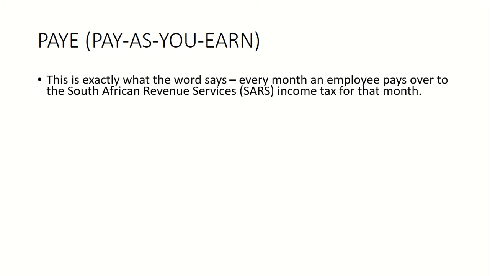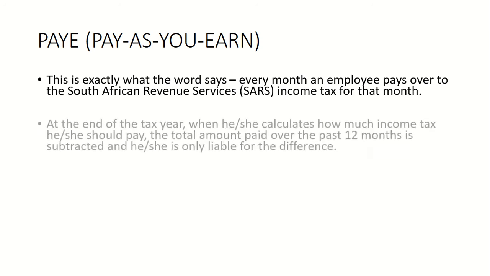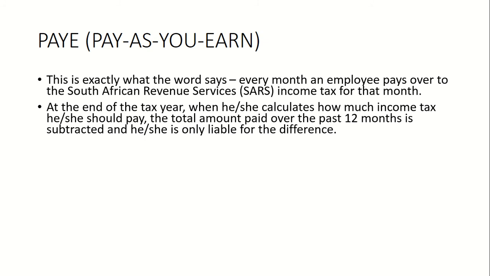Another tax that is paid by people that are employed in South Africa is what we call pay as you earn, which is PAYE. It is exactly what the word says. Every month an employee pays over to the South African Revenue Services income tax for that month. At the end of the tax year, when she or he calculates how much income tax she or he should pay, the total amount paid over the past 12 months is subtracted, and he or she is only liable for the difference. At times you will not be liable for the difference. You'll have an amount due to you that must be paid by SARS.